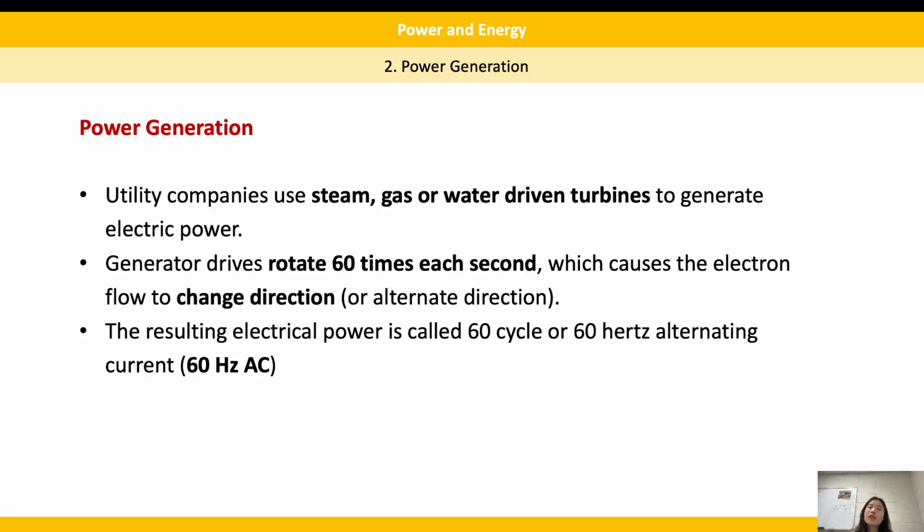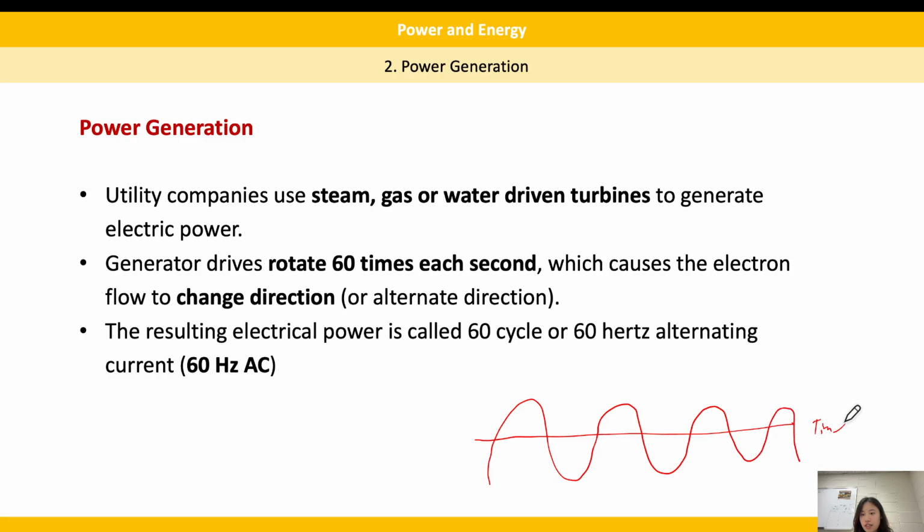And then we already know where we get the power, so we can learn how to generate power. Utility companies use steam, gas, or water-driven turbines to generate electric power. The generator drives rotate 60 times each second, which causes the electron flow to change direction, or alternate direction. So that means the AC rotates all the time. Each second it rotates 60 times, 60 cycles.